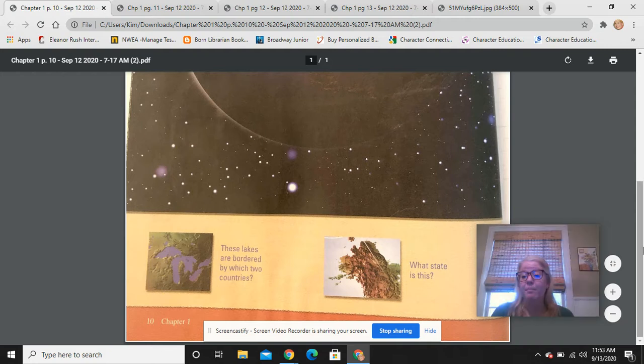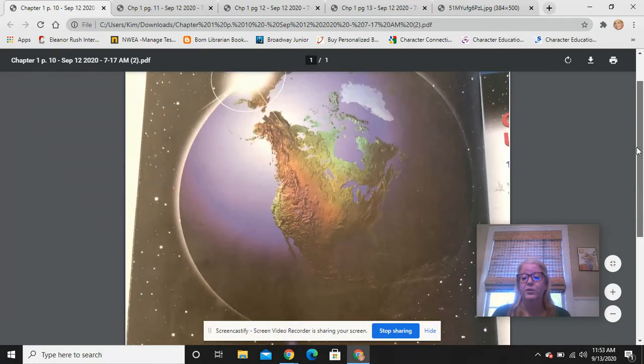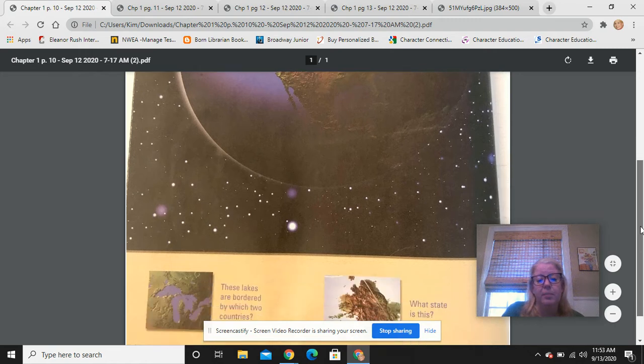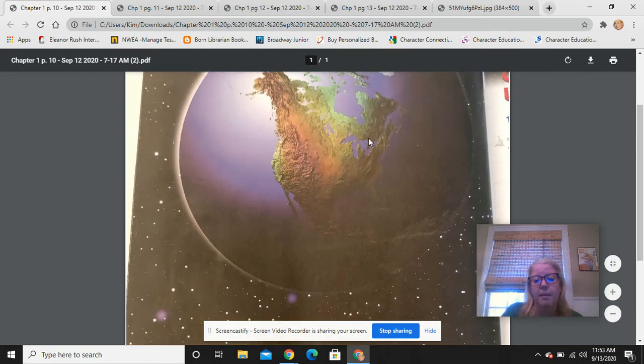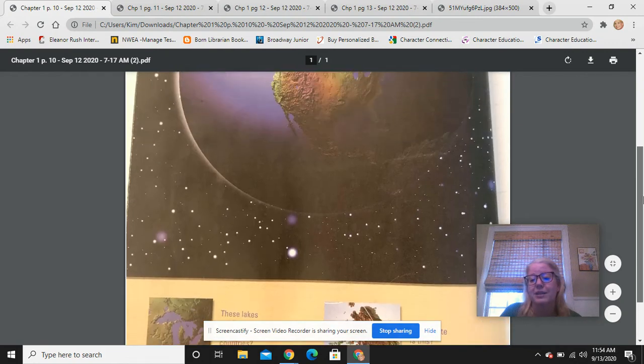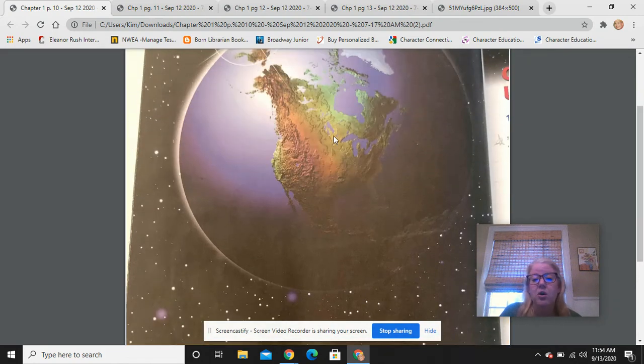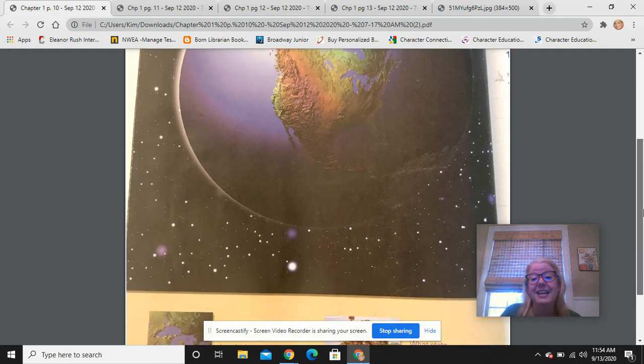Now, typically on maps, you probably know that water is represented by the color blue. So if you look at the picture and kind of try to match it up, I see right over here some blue that looks like the same shape as what is in the picture. So does anybody know what these lakes are? Have you ever seen them on a map before? Do you know what countries border these lakes?